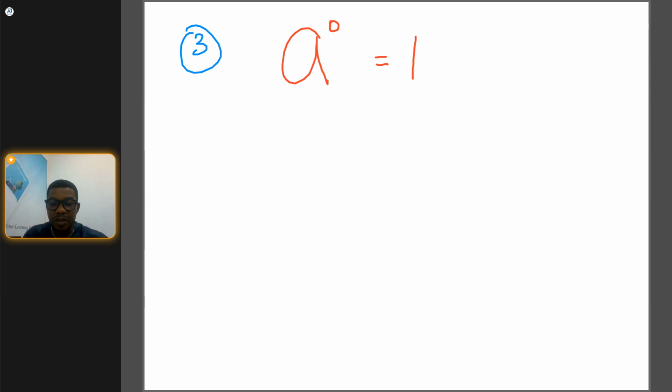A raised to the power of 0 is equal to 1. So we have the third law that states that a raised to the power of 0 is 1. That is, any variable, that is alphabet or number, raised to the power of 0 is 1. Okay, so let's assume I have 30, open the bracket and close bracket, raised to the power 0. My answer will be what? 1. 30 raised to the power 0 is 1.